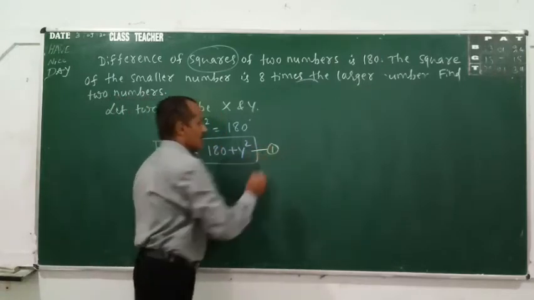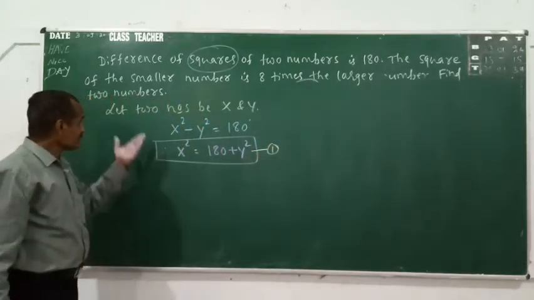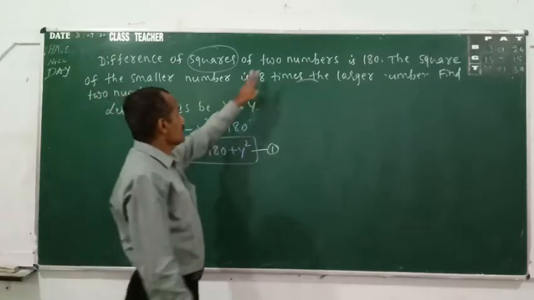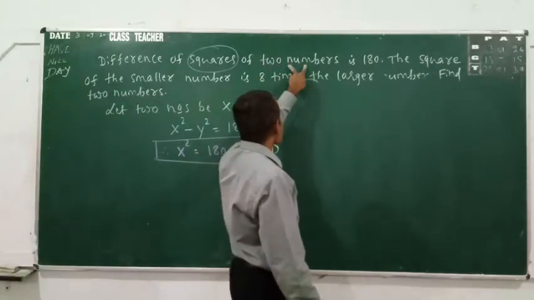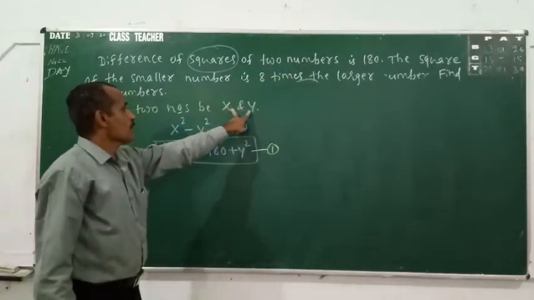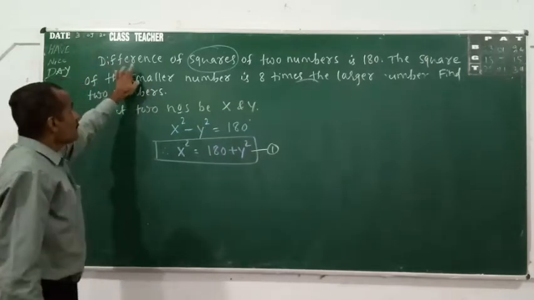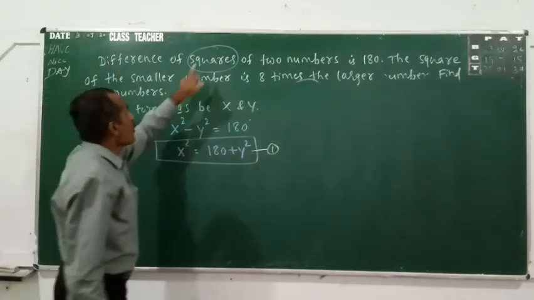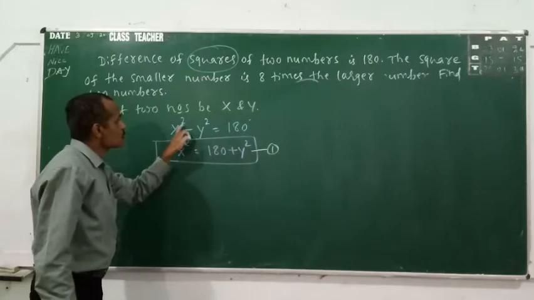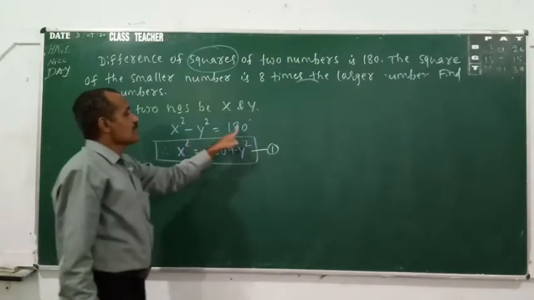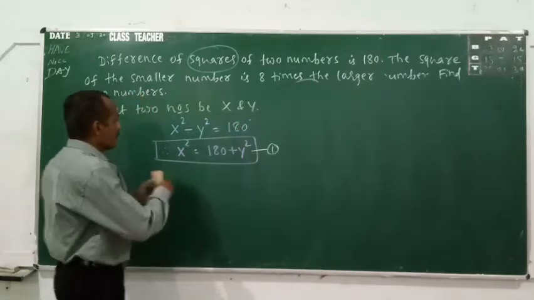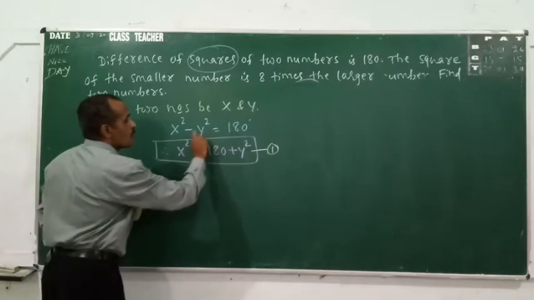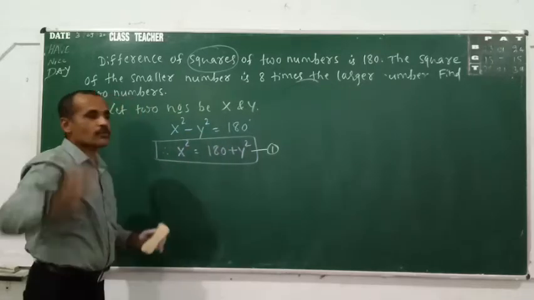Once again I will start. Let the two numbers be, see, they ask me two numbers, let the two numbers be x and y. What is the condition? Difference of squares of two numbers is equal to 180. So what I have done: x square is equal to 180 plus y square.